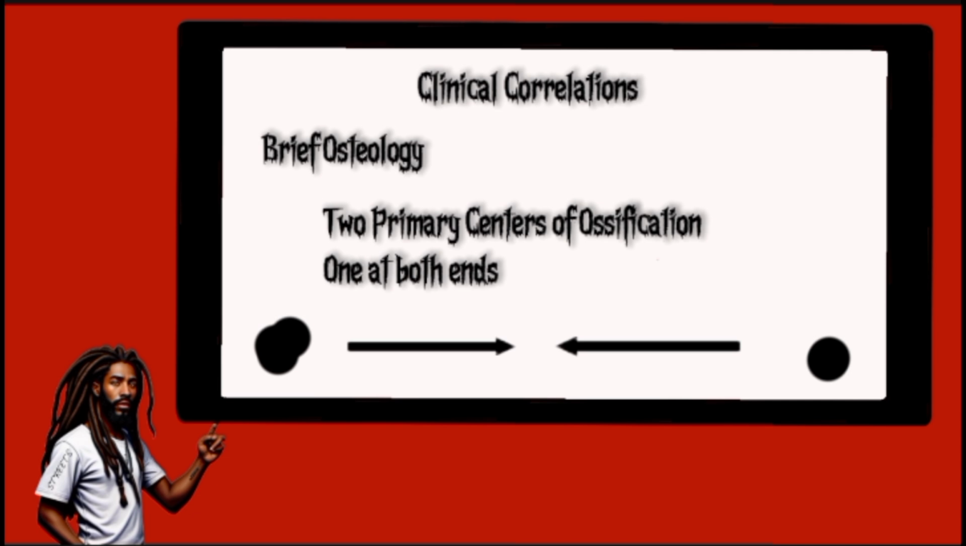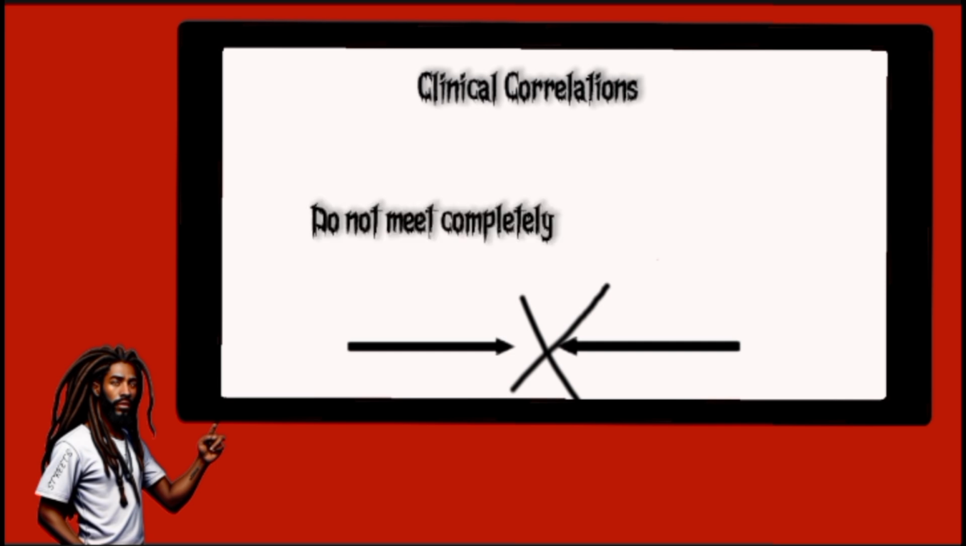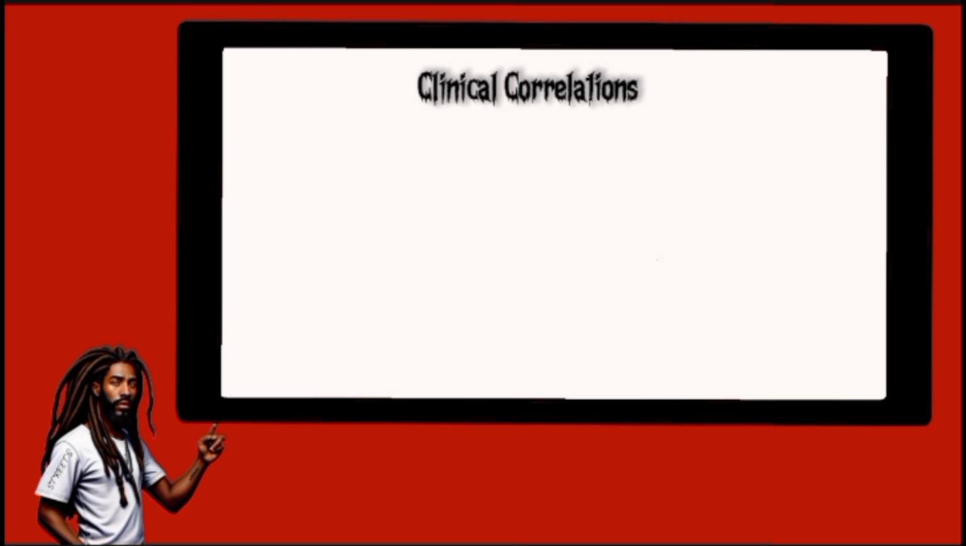but that's not always the case. Sometimes these two centers might not meet completely, meaning the bone may not completely ossify, and the center may have a part that is deficient. Now this is what we call clavicular dysostosis, meaning that the clavicle has two separate parts. That means the two primary centers do not meet, so the clavicle remains separate. So we have clavicular dysostosis.